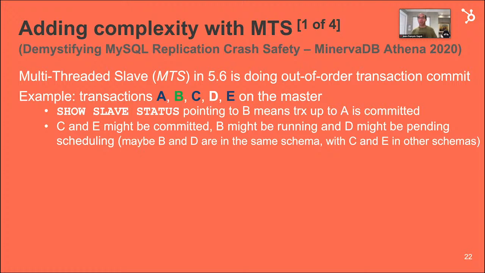What do I mean by that? If I have transactions A, B, C, D, E on the master in that order in the binary logs, SHOW SLAVE STATUS might be pointing to B. So it means A is executed on the slave. But C and D might also be already executed because of out-of-order commit. They could be in different schemas, which is how multi-threaded slave works in 5.6. So C and E are committed, B is being executed, and D is pending. So we have a hole in the state of the slave.